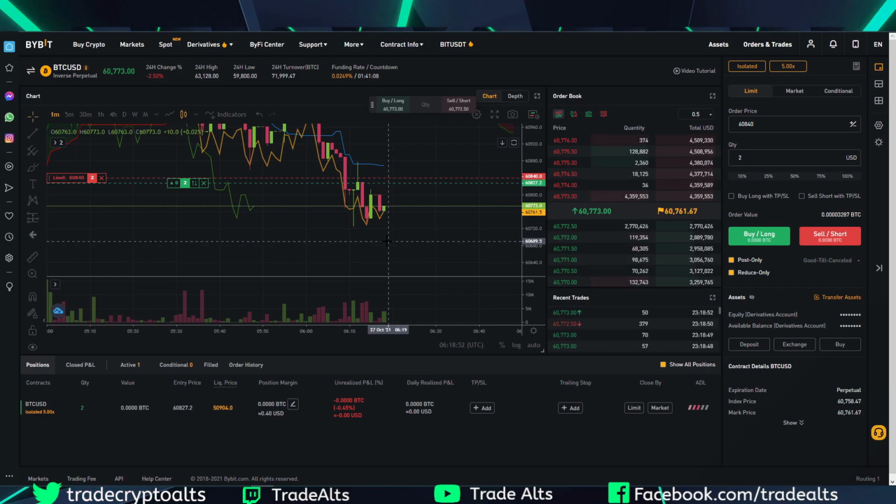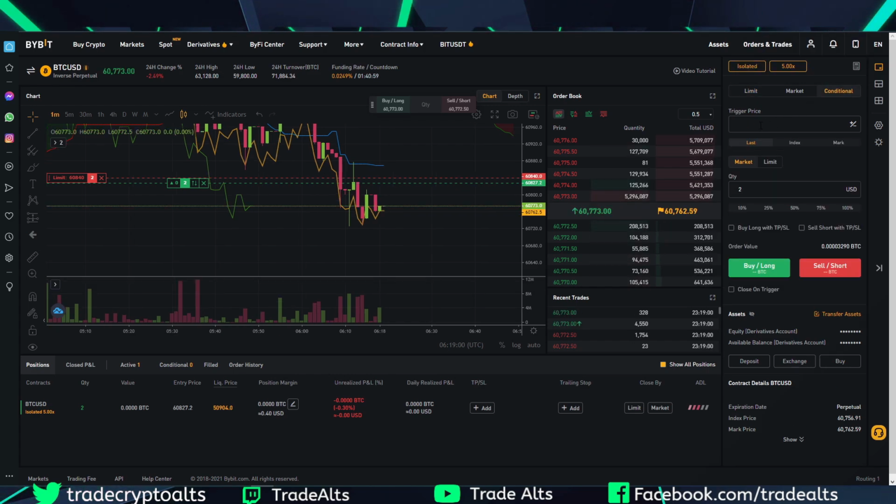Now I'm going to put in a stop loss, okay? That way you can see the full trade setup. So I would come over here to conditional, click on that. Trigger price is going to be whatever you want your stop to be. I'll try to put it close, that way we're not here all night trying to figure this out. Let's say that 60,743 is probably going to get hit. And then here's my stop loss. You're going to make sure that it says close on trigger.